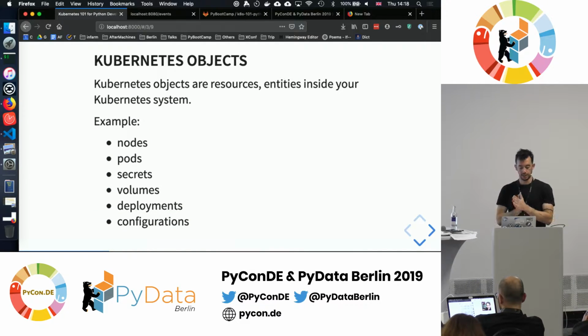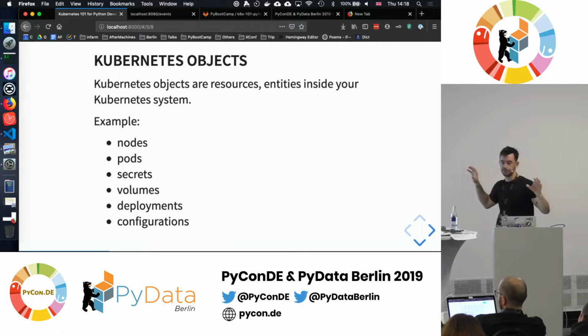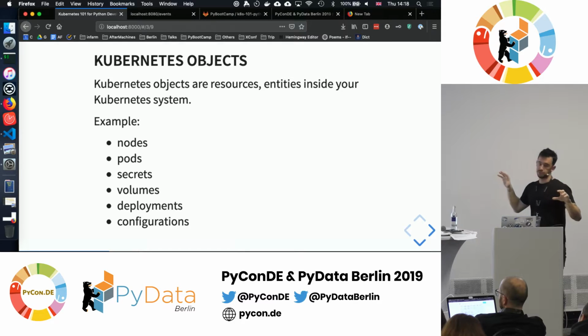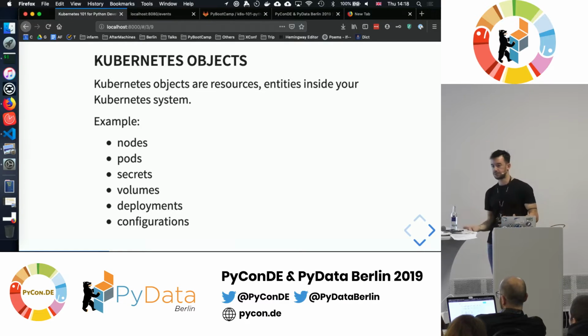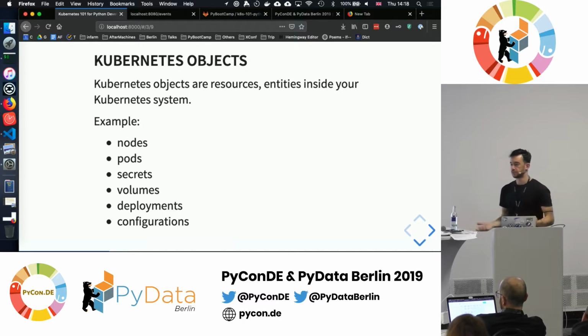And so that's the high-level architecture of Kubernetes. And something else which is really important are Kubernetes objects. So objects are just resources, entities inside your Kubernetes system. A node is an object. Have you ever heard about the concept of a pod? Okay. A pod is another resource. You have the same with secrets, which is configuration that you can share across your cluster. Volumes, which is a way to store data and to share a storage system inside your cluster.